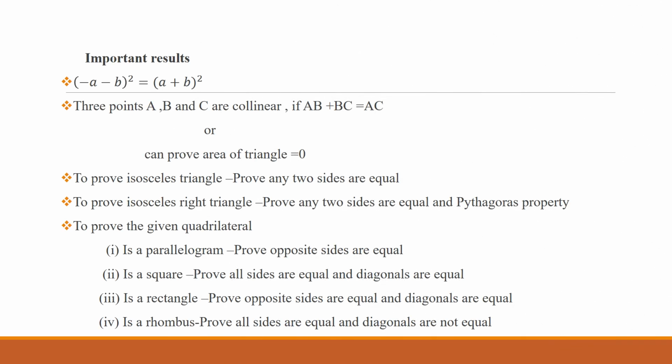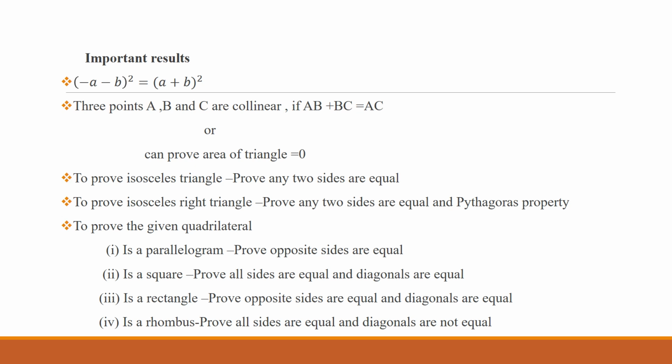For solving the problems, we can make use of some important results. We can see that (negative a minus b) whole square is the same as (a plus b) whole square, as we can see negative for a and b, taking negative outside and squaring, automatically it becomes positive. So (minus a minus b) whole square is equal to (a plus b) whole square.